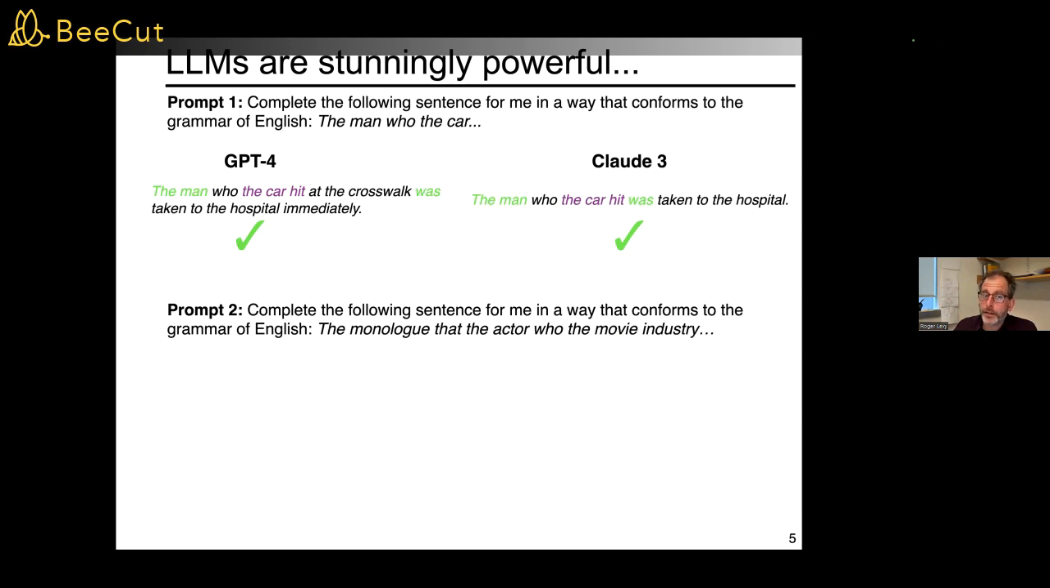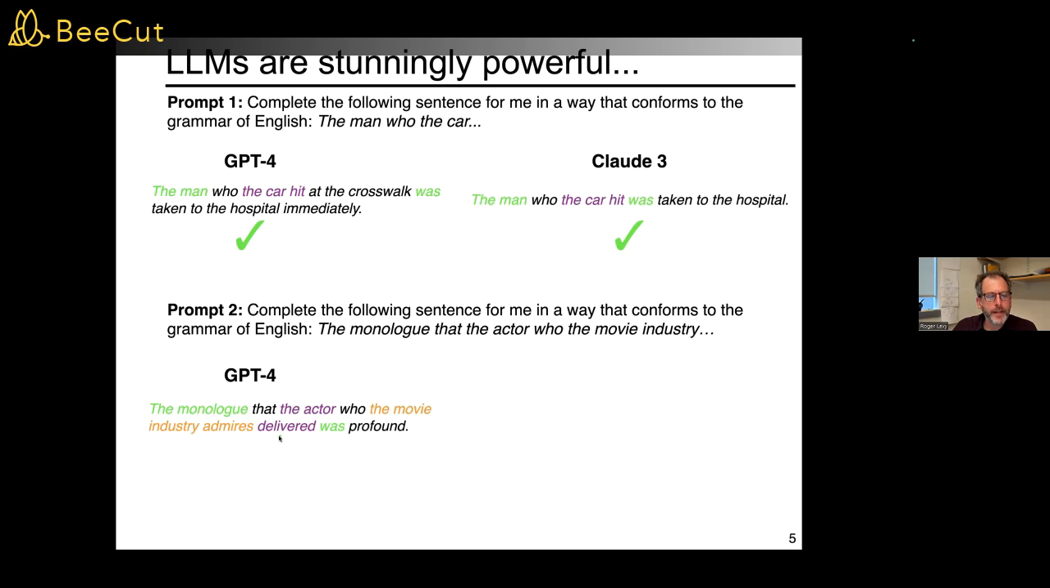This is one that's hard for humans. The monologue that the actor through the movie industry... You might have a hard time doing this yourself. GPT-4 says, the monologue that the actor who the movie industry admires delivered was profound. And this looks very weird, but actually it's perfectly grammatical English.